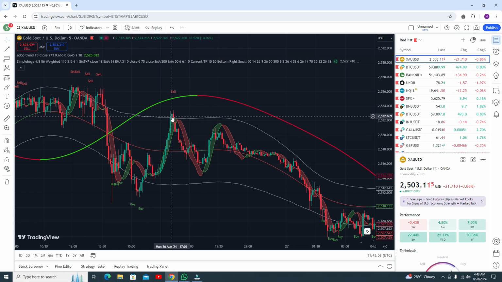Okay, here this is your simple buy trade. This is your simple buy trade. Why?